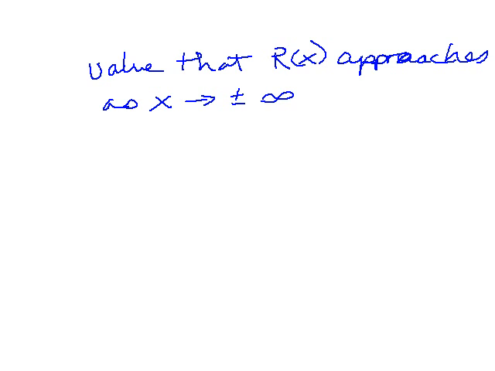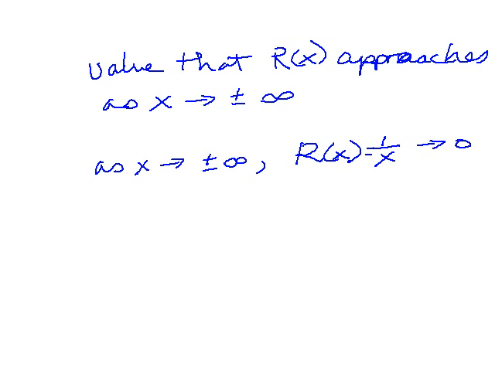Okay, so the first thing you have to do is get an understanding that as x goes to either plus infinity or minus infinity, the simplest rational function, 1 over x, will go to 0. That's the basis for understanding how these work. Let's just make a table of values. So here's r of x, and it equals 1 over x.